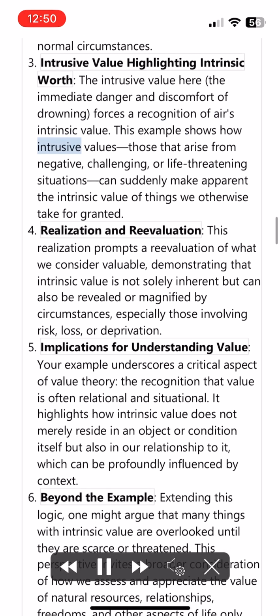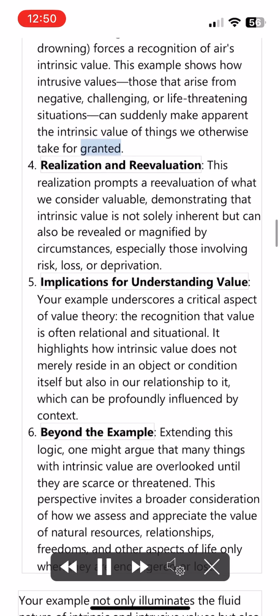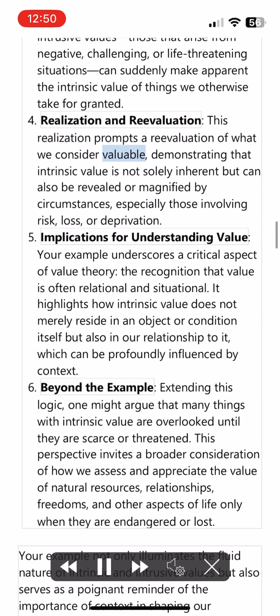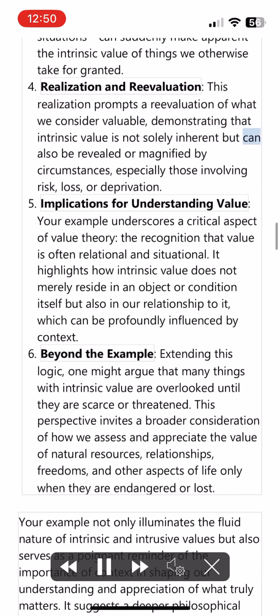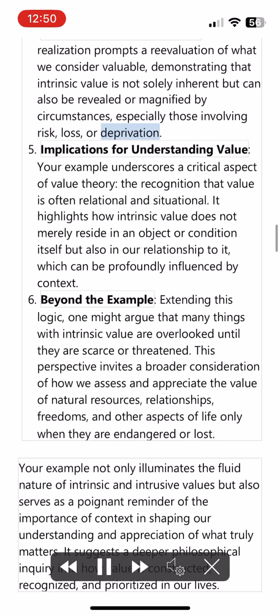This example shows how intrusive values, those that arise from negative, challenging, or life-threatening situations, can suddenly make apparent the intrinsic value of things we otherwise take for granted. Realization and reevaluation. This realization prompts a reevaluation of what we consider valuable, demonstrating that intrinsic value is not solely inherent but can also be revealed or magnified by circumstances, especially those involving risk, loss, or deprivation.